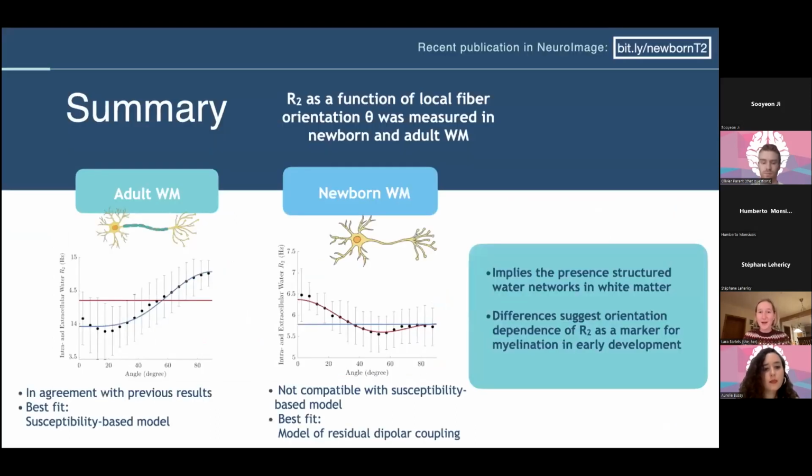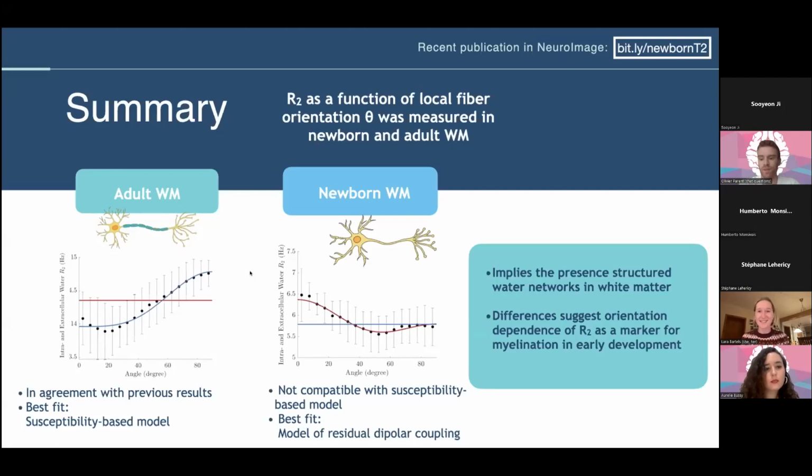So to summarize, we looked at R2, the relaxation rate, as a function of fiber angle in newborn as well as adult white matter, and our findings in adult white matter were in good agreement with the previous results and best fit by the susceptibility-based model. And in the newborns, in the absence of significant susceptibility differences caused by myelin, we saw that the orientation dependence observed is distinctly different from the one in adults and not compatible with the susceptibility-based model, but instead best fit by a model of residual dipolar coupling.